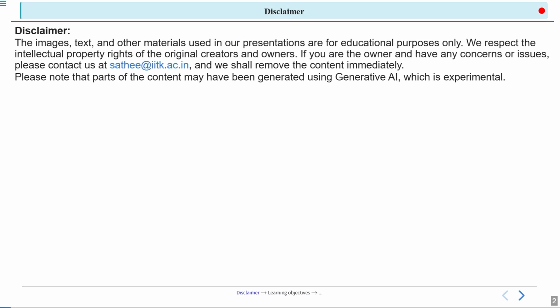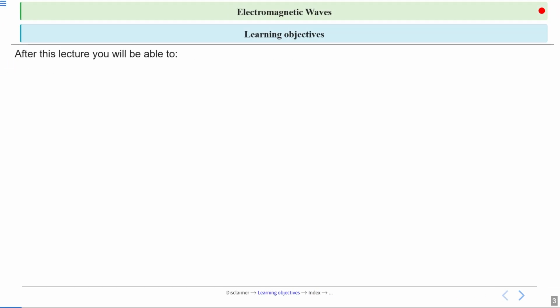So today we are going to discuss the NCERT exercise of the chapter Electromagnetic Waves. So this is the disclaimer. So far we have discussed all the theory section of electromagnetic waves. So today I am going to discuss the NCERT exercise with you.